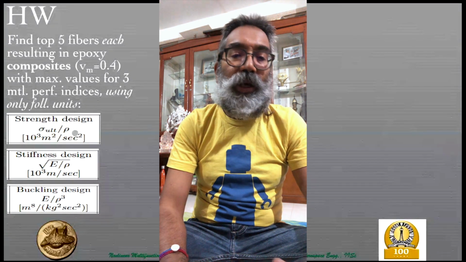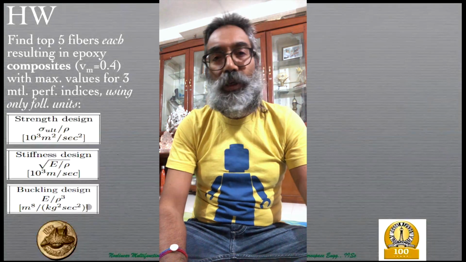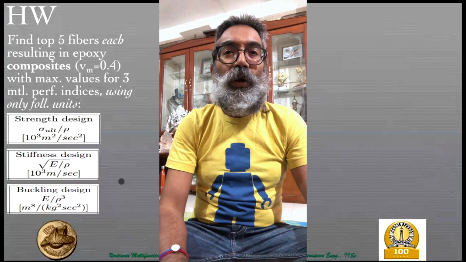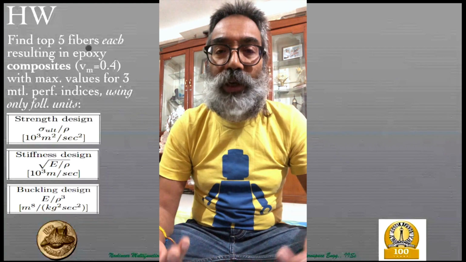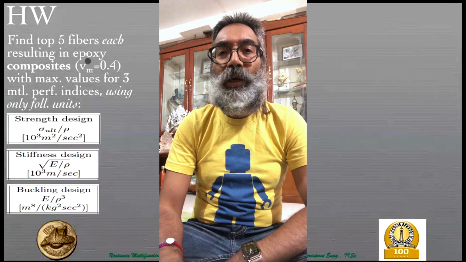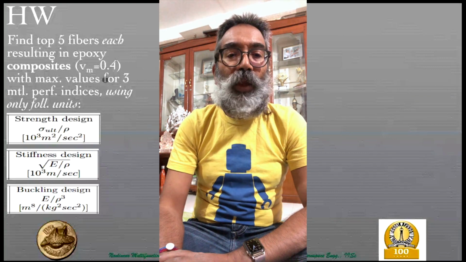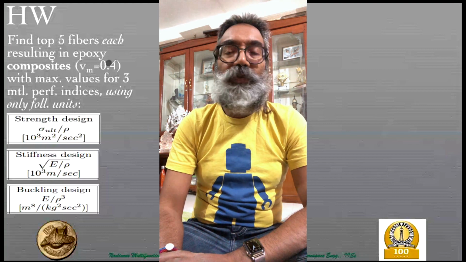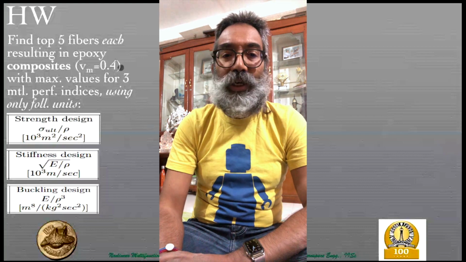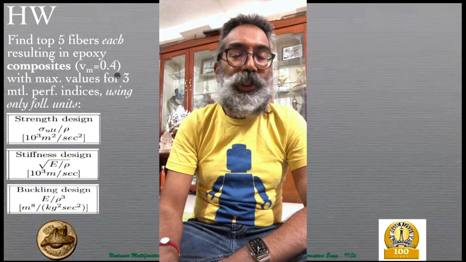There might be some which are common for the 3, might not be the topmost, but one of the 5 might be sharing this. But I want you to find the top 5 that you can basically find for each one of these criteria. And for all of them I want you to start with an epoxy composite. And I'll give you the properties of the epoxy that you need to use with this. Let's use a volume fraction of the matrix of 40%, and therefore the fiber volume fraction would be 60%, ignoring the voids and other additives.